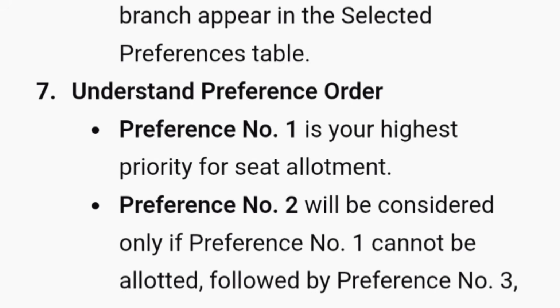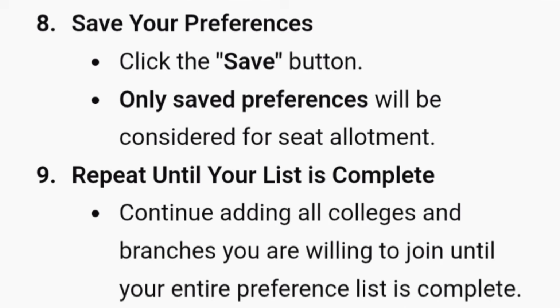Understand the preference order. Preference number 1 is your highest priority for the seat allotment. That means your first choice, your best choice. Preference number 2 will be considered only if preference number 1 cannot be allotted. Similarly, preference number 3 will be given only if preference number 2 cannot be given. That way it will keep on checking from preference number 1 to, say, preference number 50, depending on the entries you make.